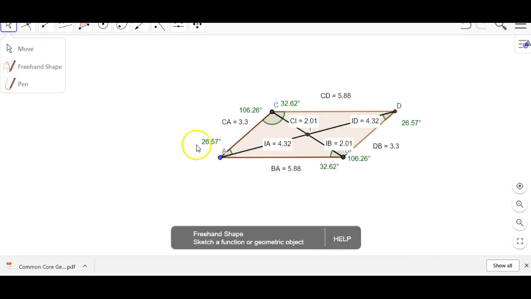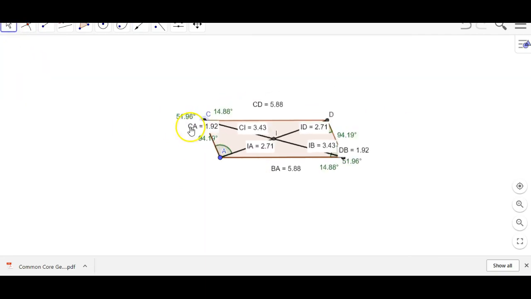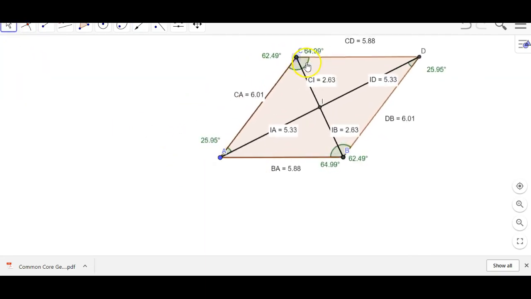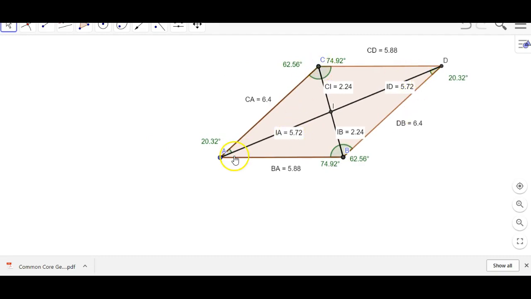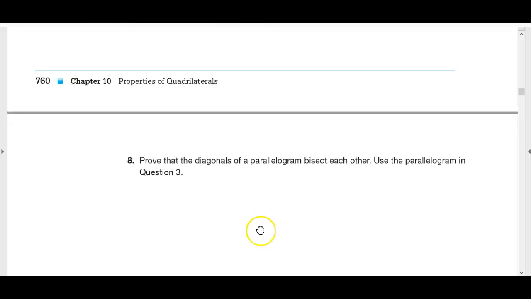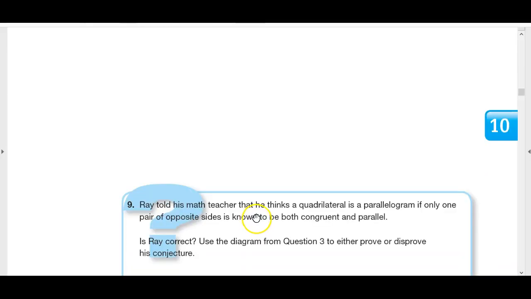And guess what? That's true for any parallelogram I want to make, right? It doesn't matter how I make it. These diagonals are going to bisect each other. So that's for all parallelograms. And guess what? Rectangles and squares are both parallelograms. So we know that the diagonals bisect each other, not just for those two, but for all parallelograms.